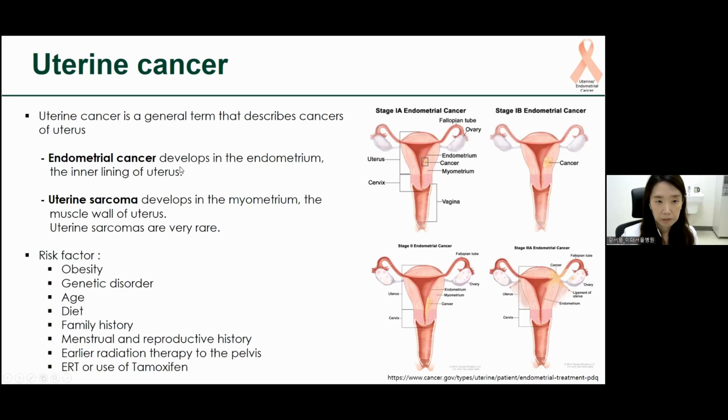So endometrial cancer develops in the endometrium, the inner lining of the uterus, and uterine sarcoma develops in the myometrium, the muscle wall of the uterus. The major risk factor of endometrial cancer is obesity. And the other risk factors are genetic disorder, age, diet, family history, menstrual and reproductive history, radiation history, and estrogen replacement therapy or use of tamoxifen.